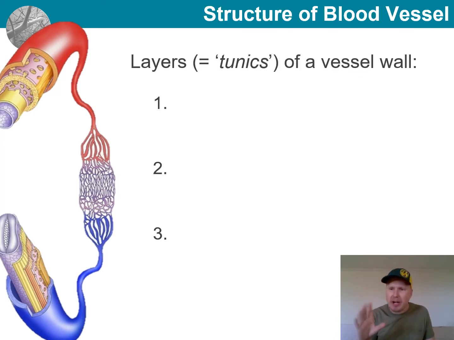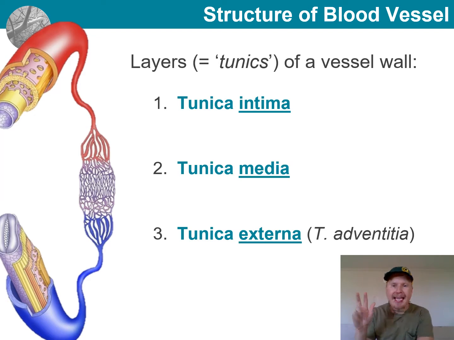Let's look at the general structure of a blood vessel wall here. And while the blood vessels vary depending on whether they are arteries, arterioles, capillaries, venules, or veins, they all, generally speaking, tend to have these same layers. And there are three layers that I want to highlight. And they are known as tunicas. And here they are: tunica intima, tunica media, and tunica externa. The last one is sometimes also known as tunica adventitia.